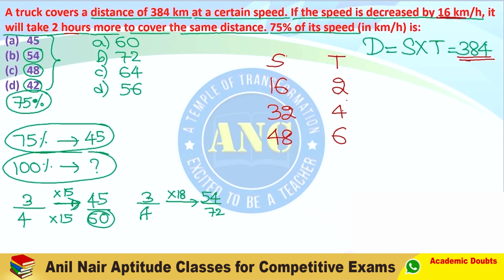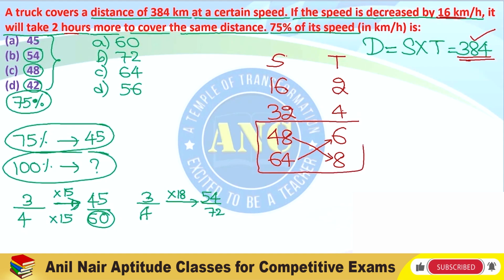32 into 6 or 48 into 4, they both are not equal to 384. So ruled out. Similarly, multiply speed by 4 times. 16 into 4 is 64. 2 also multiply by 4. 2 into 4 is 8. Now if you want, you check it out. 48 into 8 is nothing but 384. 64 into 6, that also is nothing but 384. Only consider the last two cases right now.